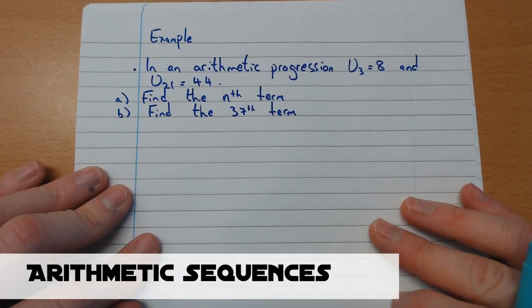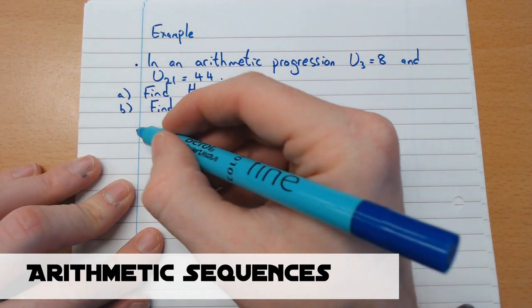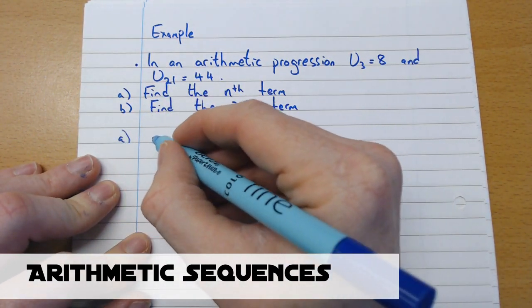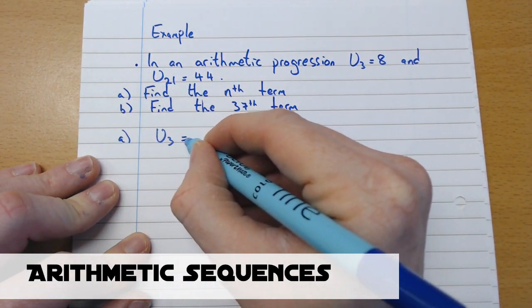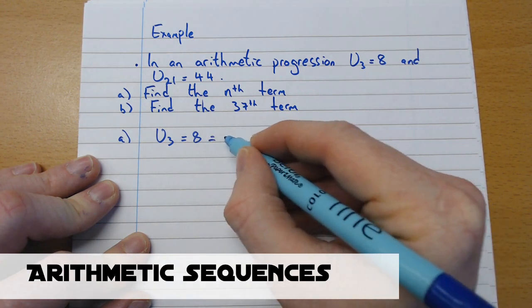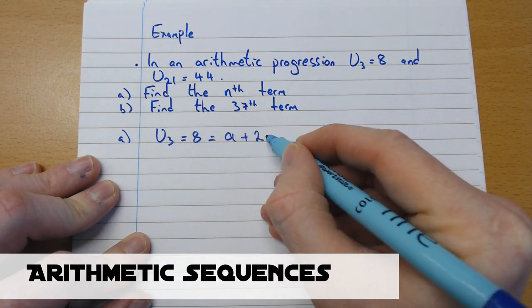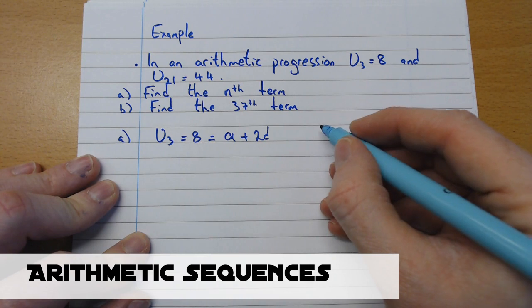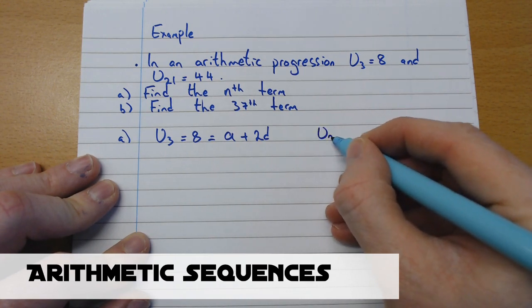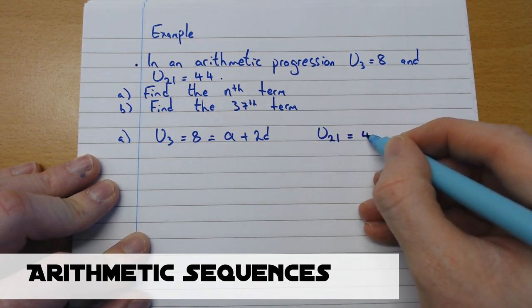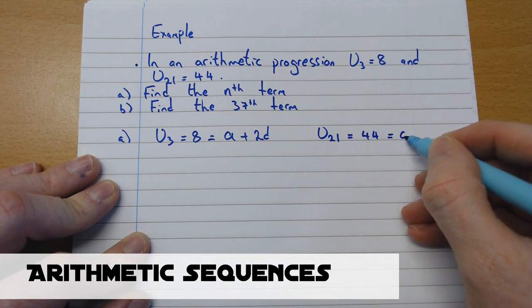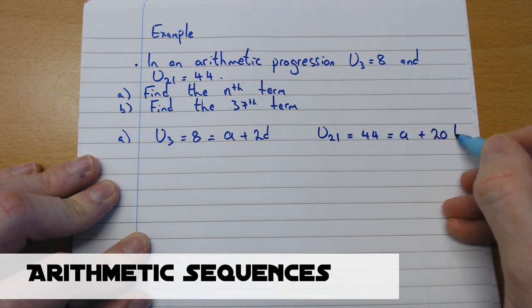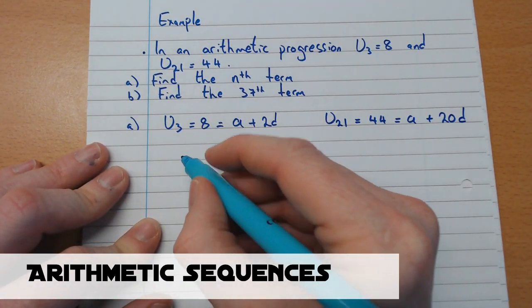Now we're going to use this formula in an example. So in an arithmetic progression, our third term is 8 and our 21st term is 44. That's what U3 equals 8 and U21 equals 44 means. So I'm going to start by writing our third term in terms of A and D. 8 is A plus 2D. The 21st term is going to be A plus 20D. Remember, there's always one less D than the term number.